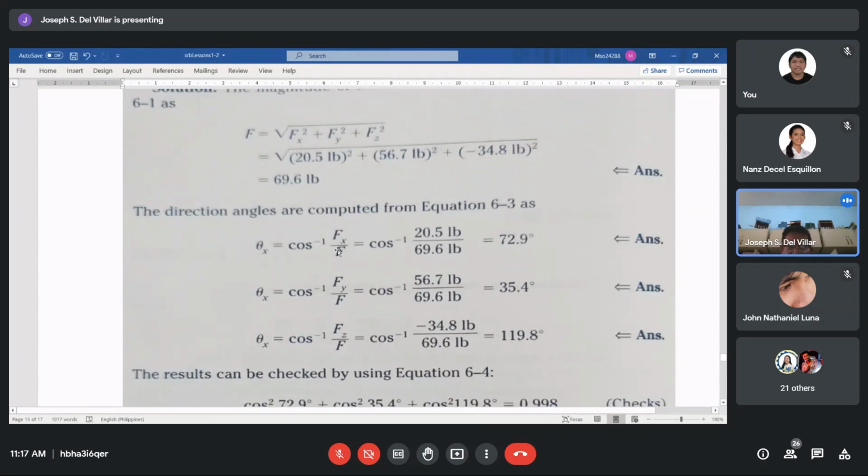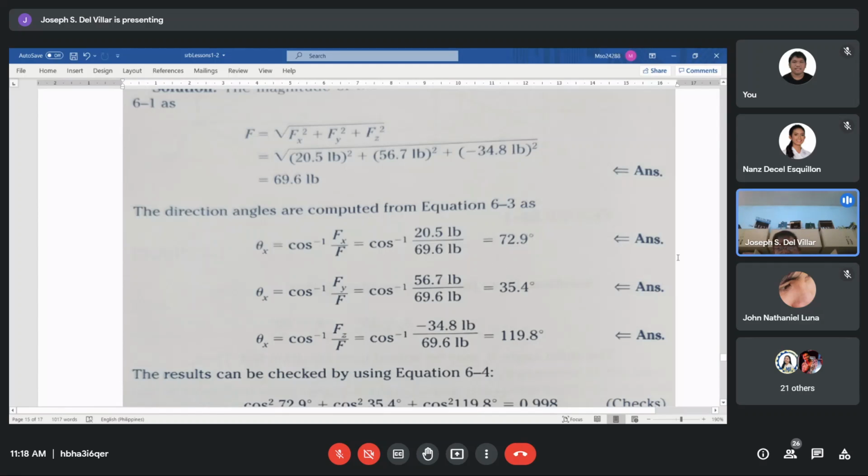Ito. So, as I've said, kung memorize niyo yung 6-2, then you can just simply derive other formulas from that, no? So in this case, you can derive theta x as arc cosine Fx over F. Now, since Fx and F are given, yung Fx given sa problem, yung F, ito yung lumabas dito sa modified Pythagorean theorem. Okay? So, given na to, so one equation, one unknown in theta x, we can solve for theta x.